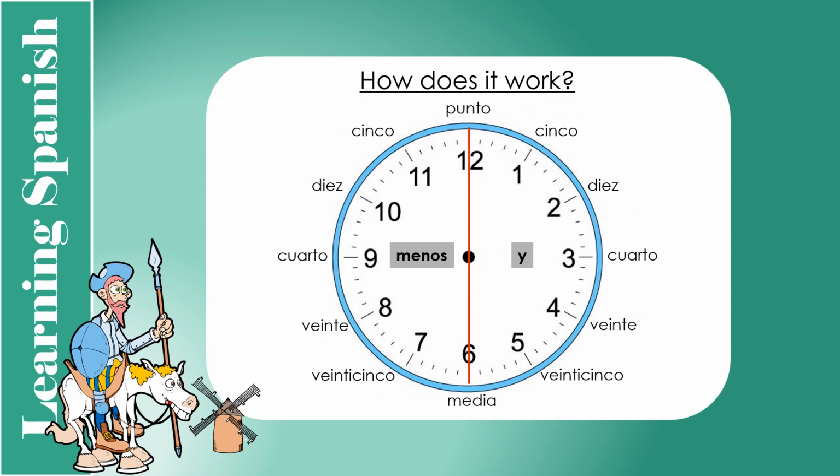We have the Spanish clock. Every 5 minutes I've put the Spanish name next to the clock. So 5, 10, cuarto, that's a quarter, 20, 25, media for half, and then again 25, 20, cuarto, 10, 5, en punto.